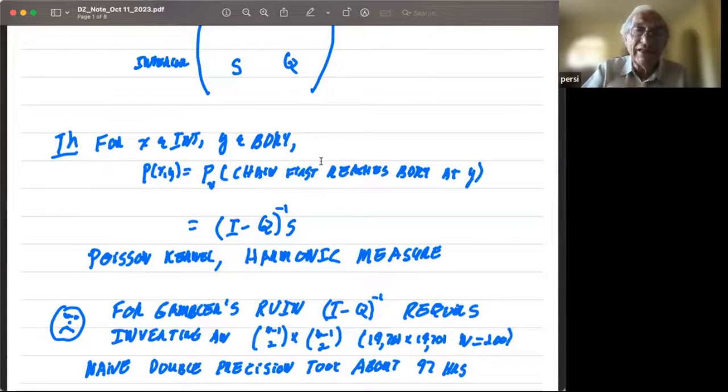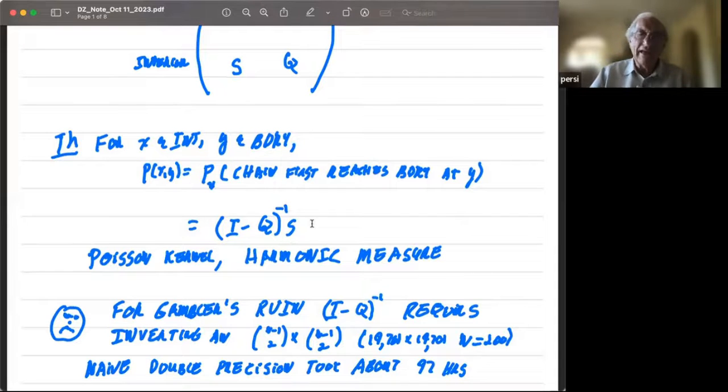For X in the interior and Y in the boundary, the chance, which will be called P of XY, that starting at X the chain first reaches the boundary at Y, that is the second question I was interested in, is given by this matrix formula. It's the identity minus Q inverse. Q is this square matrix, and so this will have an inverse, and then times this matrix S.